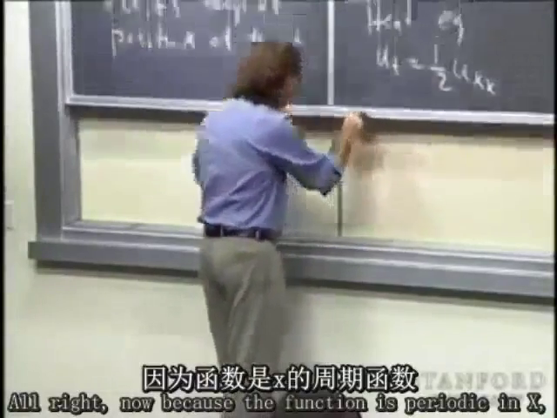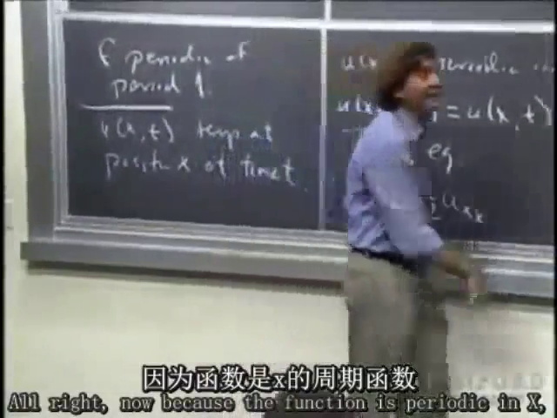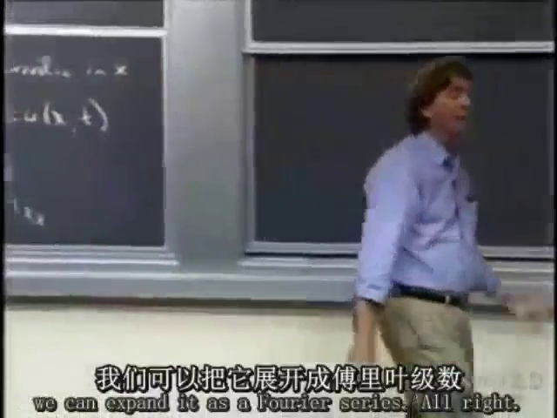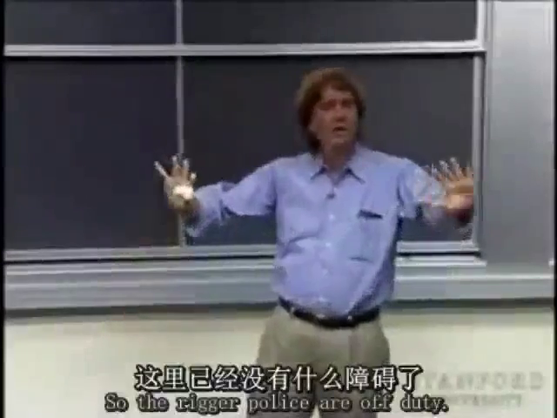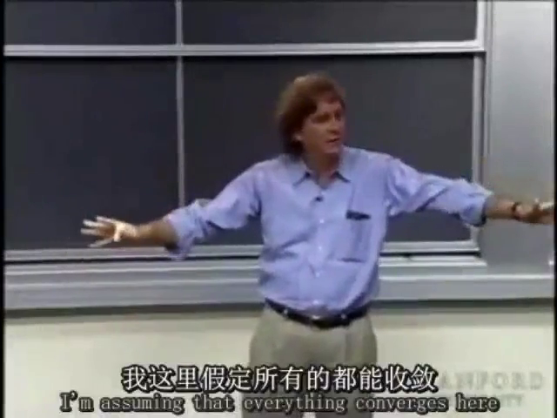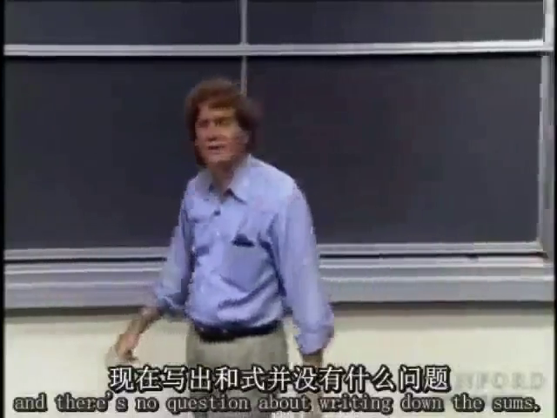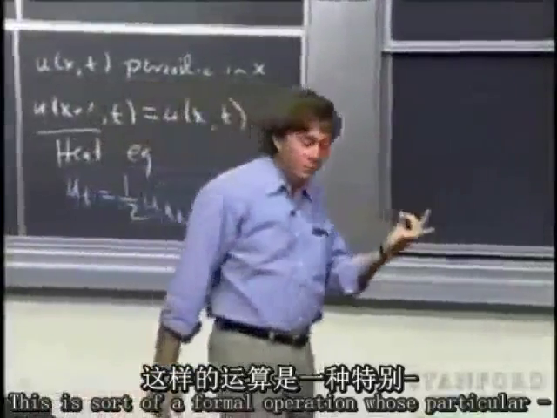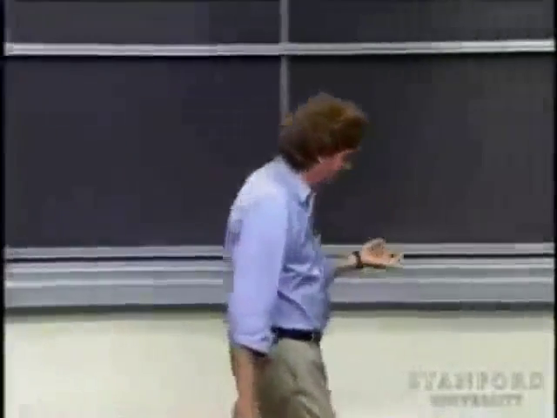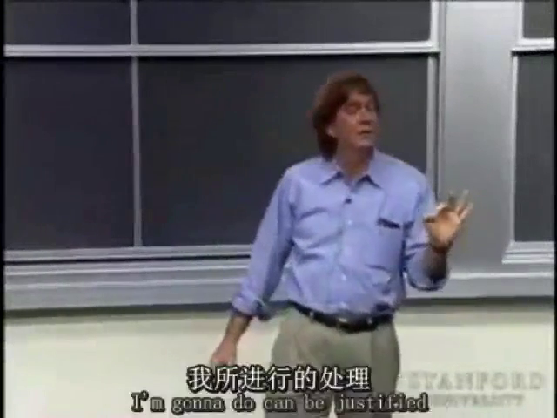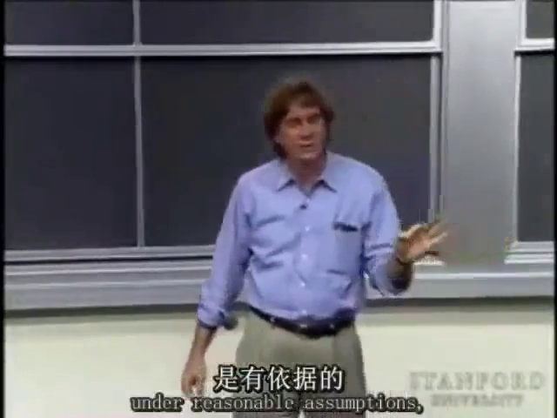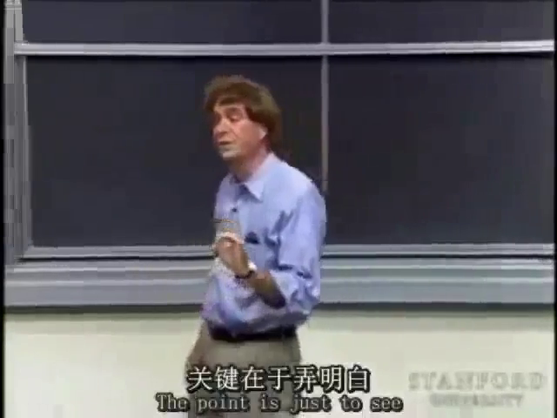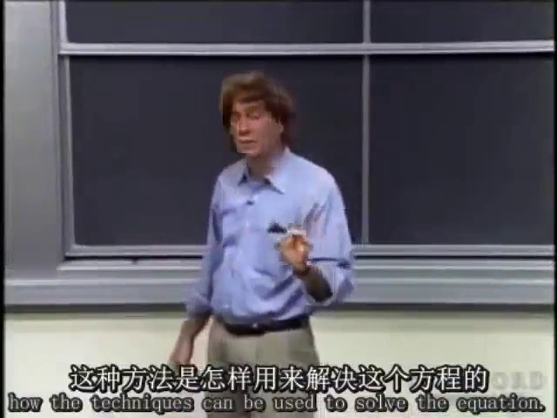Now, because the function is periodic in x, we can expand it as a Fourier series, all right? So the rigor police are off duty. I'm assuming that everything converges here, and there's no question about writing down the sums. This is sort of a formal operation, and the particular manipulations that I'm going to do can be justified under reasonable assumptions, but that's not the point. The point is just to see how the techniques can be used to solve the equation.